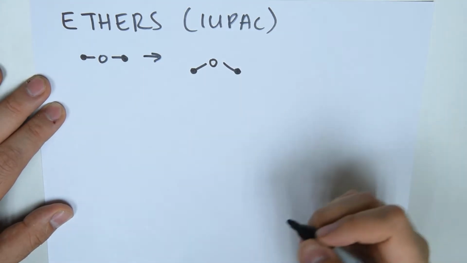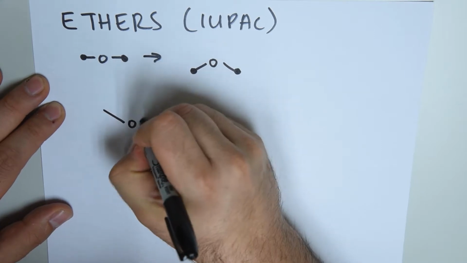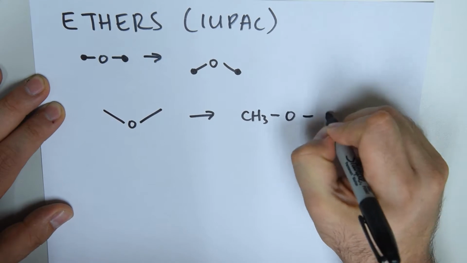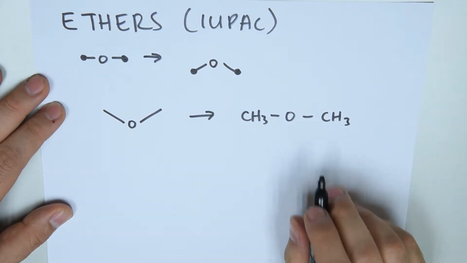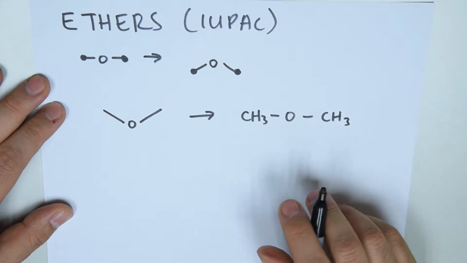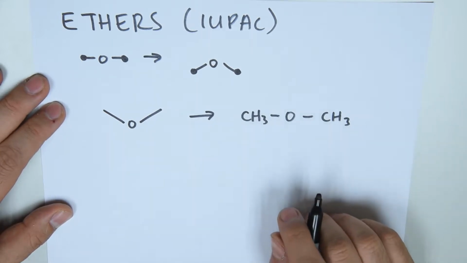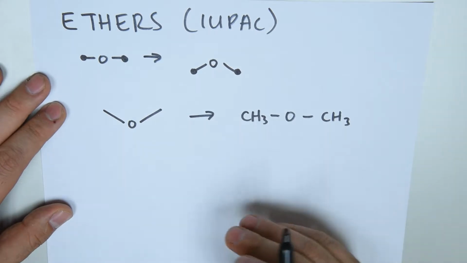Let's draw a specific example, a very simple ether. So we have carbon on one side, carbon on the other side, which is the same as drawing this. And remember, we have to find the longest chain, and after the longest chain, we have to find the substituent. The funny thing about ethers is that we name them in IUPAC according to the nomenclature of alkanes.